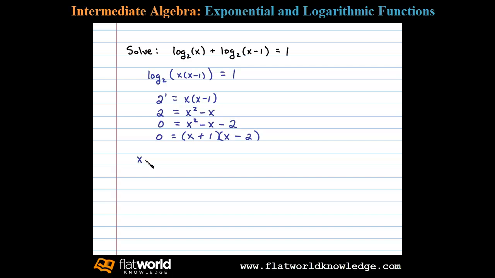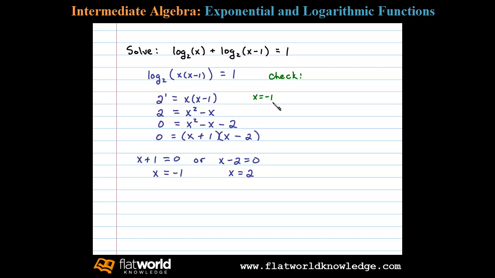Now at this point we set each factor equal to 0. So x plus 1 equals 0, or x minus 2 equals 0. And that gives us two possible solutions, x equals negative 1 or x equals 2. Now remember, applying the definition like this introduces the possibility for extraneous solutions. So we need to check our answers.